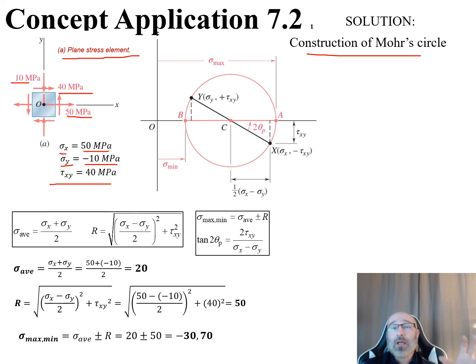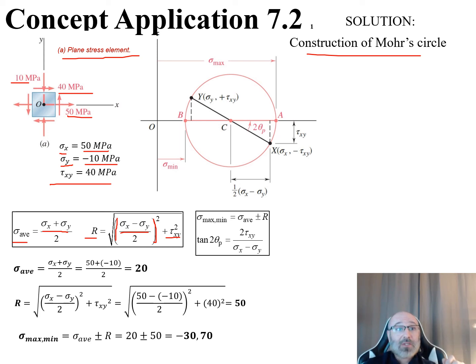So now let's go back to our previous slides and come up with our governing equations. Our average stress, sigma average, is equal to sigma x plus sigma y over 2, and our R value is the square root of sigma x minus sigma y all over 2, quantity squared, plus our tau xy squared. So we have all that information we can plug in to get those. Let's just deal with those two governing equations first.